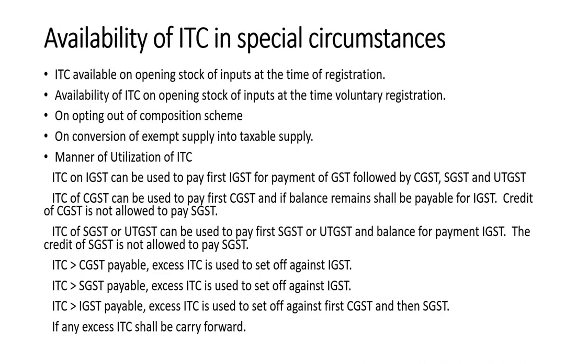If the ITC is greater than the CGST payable, excess ITC is used to set off IGST. Please do remember, if the ITC is more than CGST payable, then ITC is used to set off first IGST. If the ITC is more than SGST payable, the ITC is used to set off against IGST. If ITC is more than the IGST payable, excess ITC is used to set off against first CGST, then SGST. So it must be adjusted orderly. It cannot be interchanged.